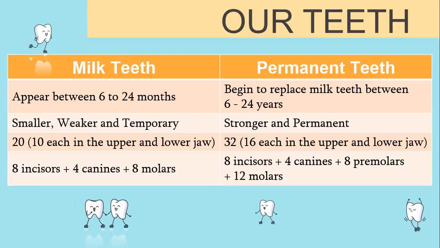The whole set of 20 milk teeth is visible in the mouth by about 3 years. In the set of milk teeth, there are 8 incisors, 4 canines and 8 molars. Similarly, there are 8 incisors, 4 canines, 8 premolars and 12 molars in the set of permanent teeth. Totally we have 20 milk teeth between 6 to 24 months and 32 permanent teeth between 6 to 24 years. These are the differences between milk teeth and permanent teeth.